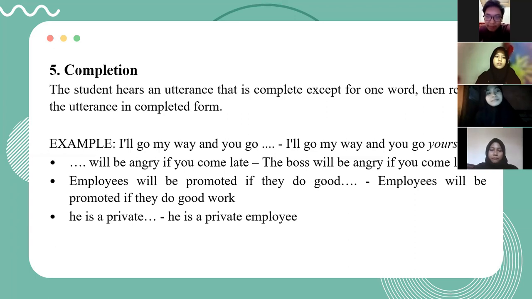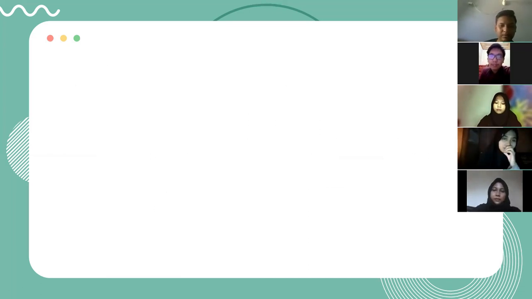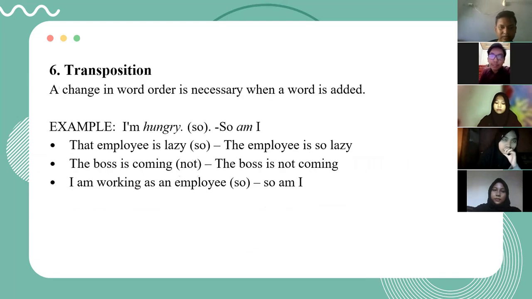Nice one. Example number two, employees will be promoted if they do good. Employees will be promoted if they do good work. Nice. The last example, he is a private blah blah blah. He is a private employee. Right, thank you. Now we have known about completion, that is adding words to missing words in a sentence. We move up to the sixth type of learning, that is transposition.